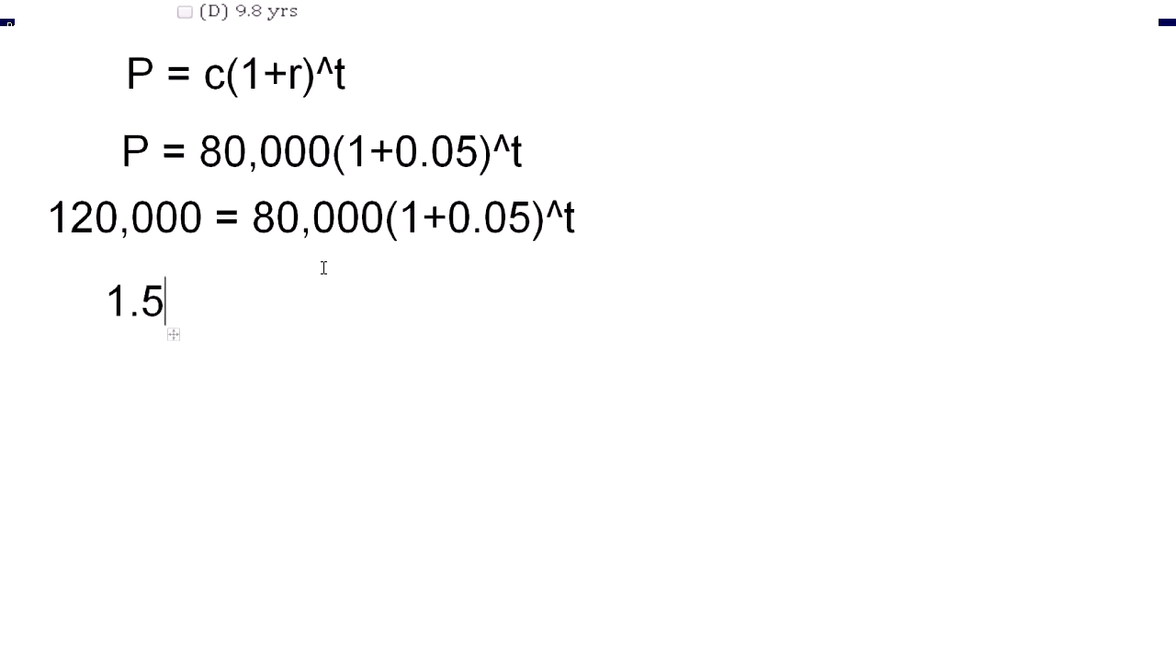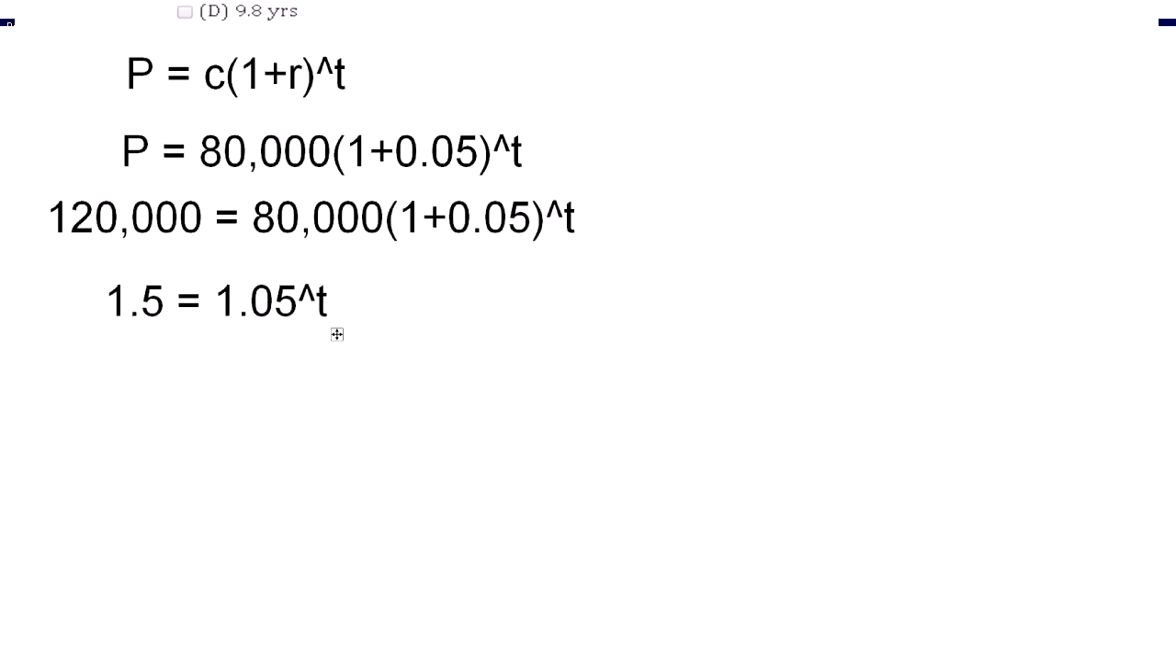So this 1.5 equals, inside, 1 plus 0.05, that would be 1.05, to the power of t. You're leaving it to the power of t because it's multiplying. And that's pretty much it for the easy part.